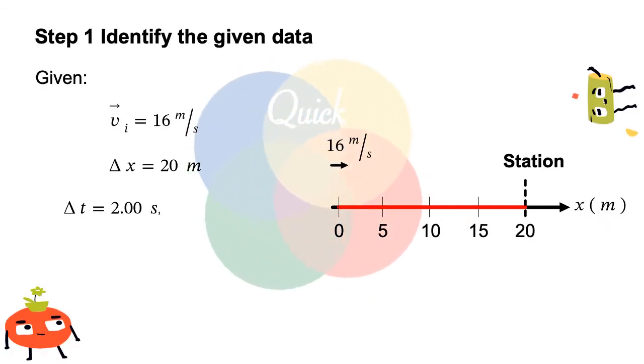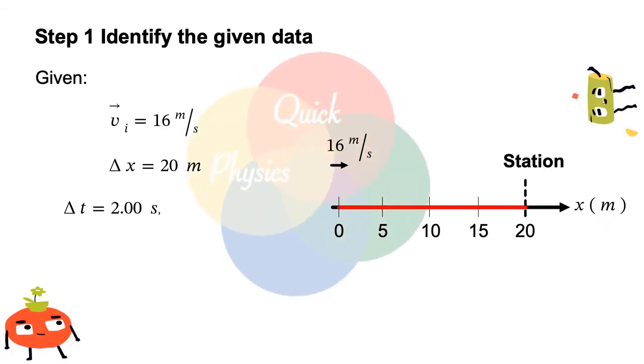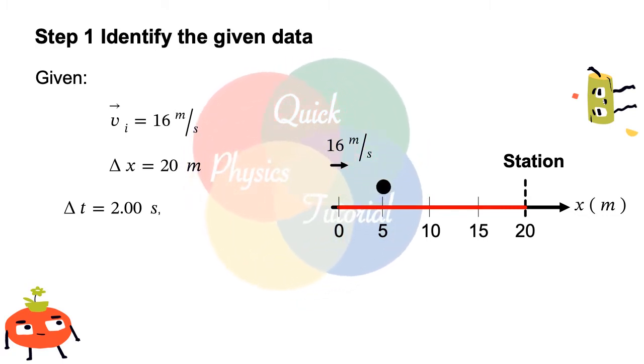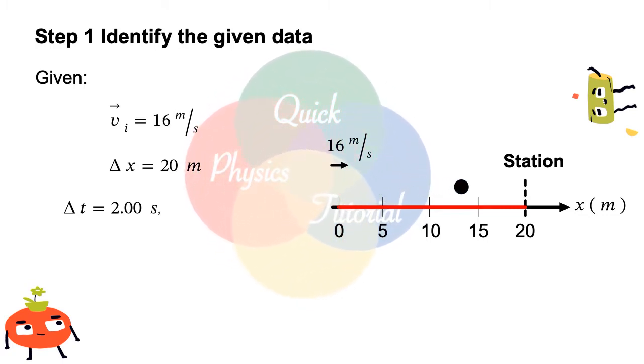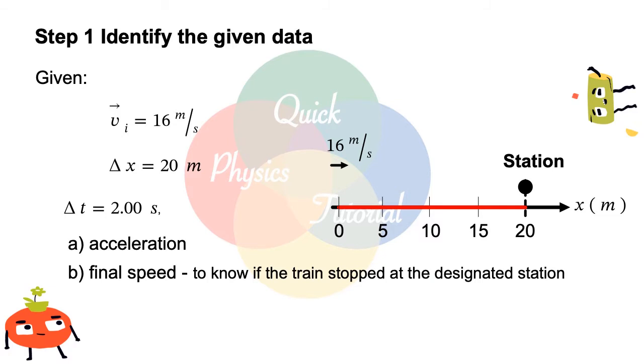Step 1. Identify the given data. In here, the initial velocity of the train is positive 16 meters per second and is 20 meters away from the designated station. At 2 seconds, solve for its acceleration. And letter B, we want to solve for its final speed to know if it stopped at the designated station or not.